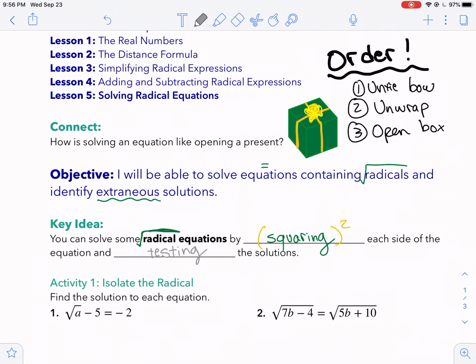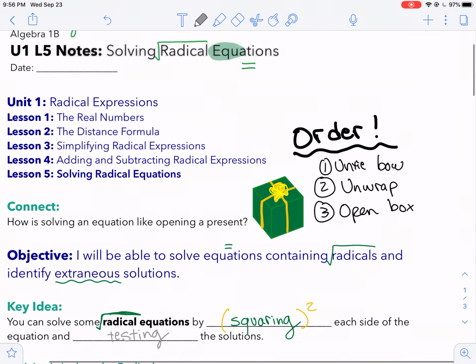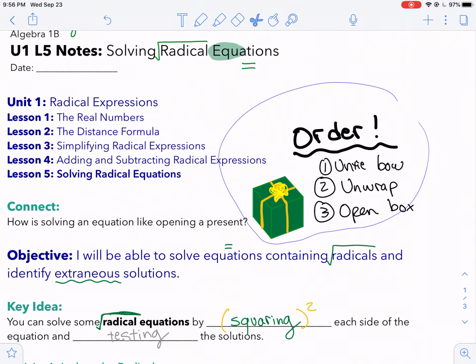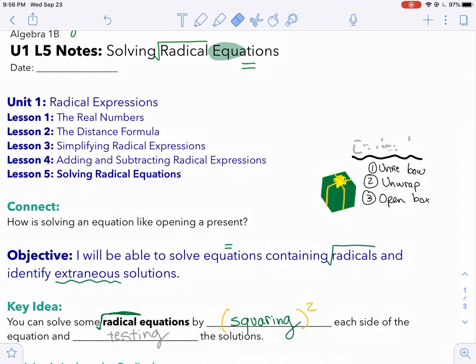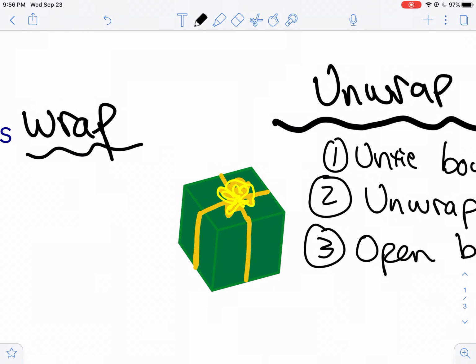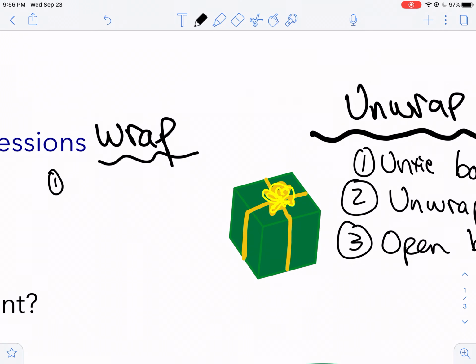When we go back and look at our present real quick, this is the order of unwrapping a present, but let's look at the order of wrapping a present. To wrap a present, we can't follow that order. We need to follow a different order. The first thing I need to do is put whatever's in the box and make sure that the box is closed.